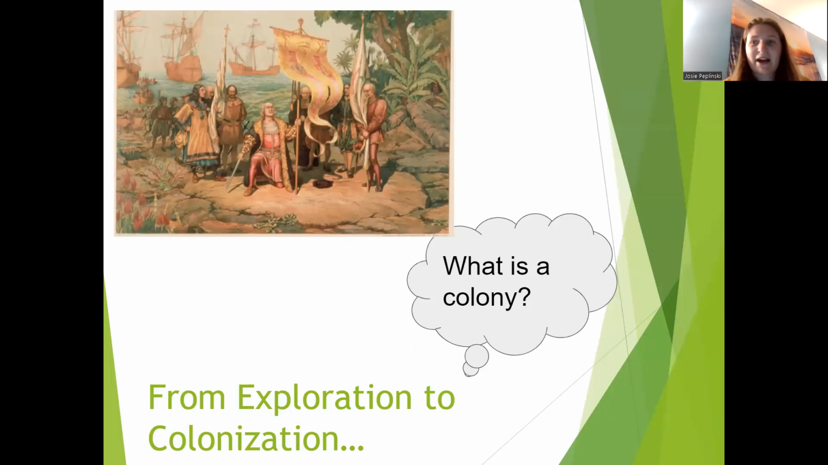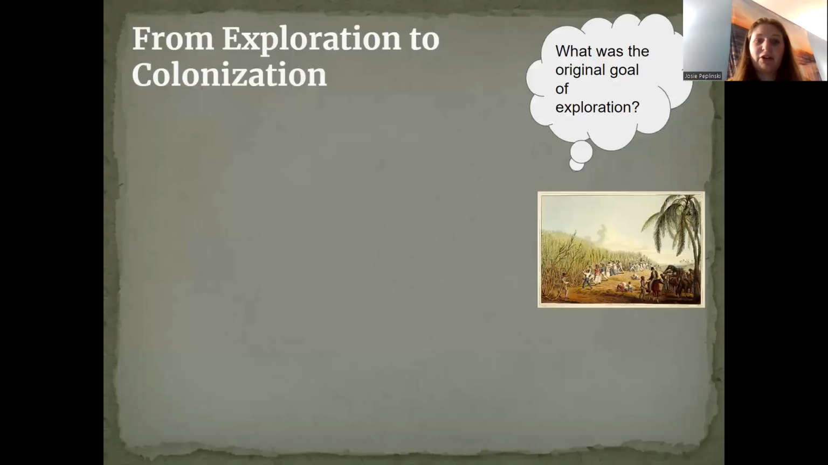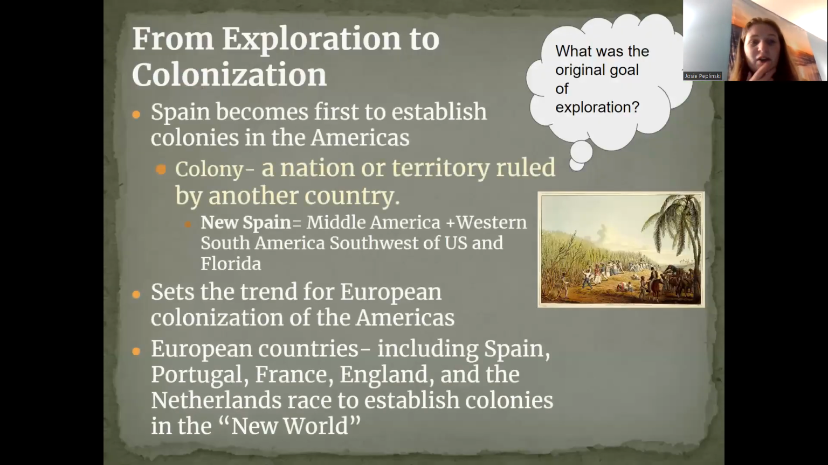So let's take a step back and say, what is a colony? When we're talking about this concept of colonies, we're moving towards colonization. What is that? Spain is the first to be establishing colonies in the Americas. And a colony is a nation or a territory that's ruled by another country. So New Spain is the set of colonies that Spain creates.